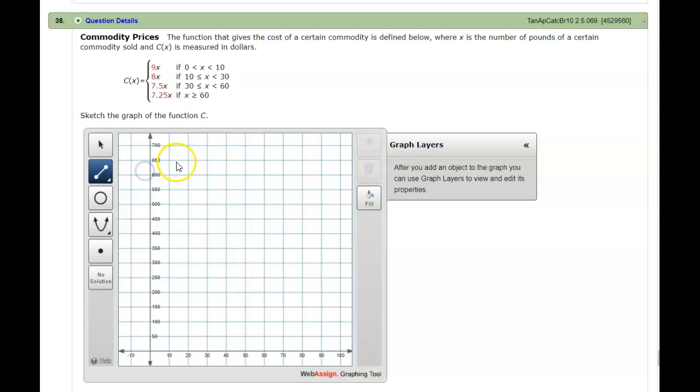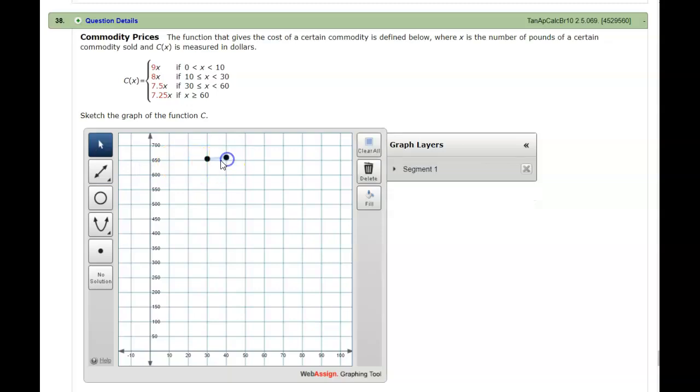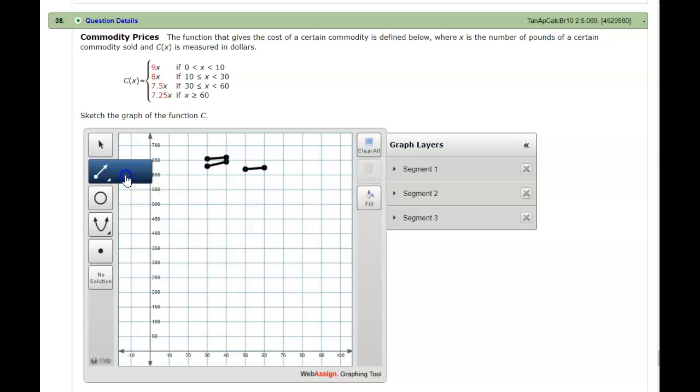I'm going to go ahead and put all the segments on here. There's one segment. There's another segment. And I'll put another segment. And then I'll put the ray. So now I have all the features I need for my graph.